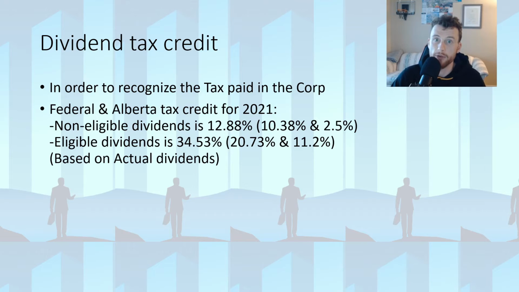For example, in Alberta in 2021, a recipient corporation will receive a dividend tax credit for non-eligible dividends totaling 12.88% of the actual dividends paid. If it's an eligible dividend, however, it is even greater than this at 34.53%.